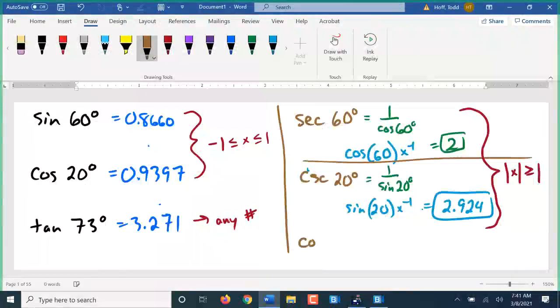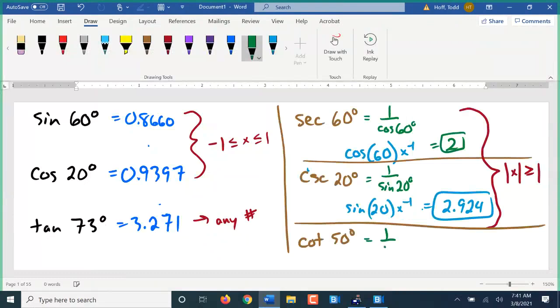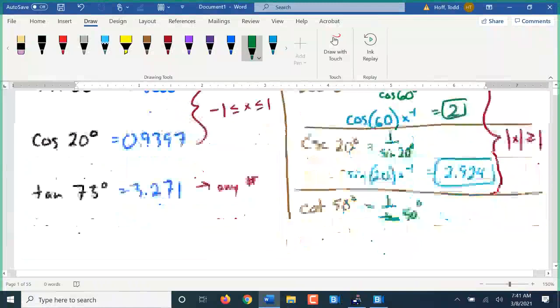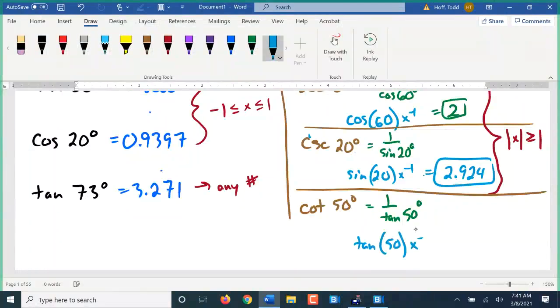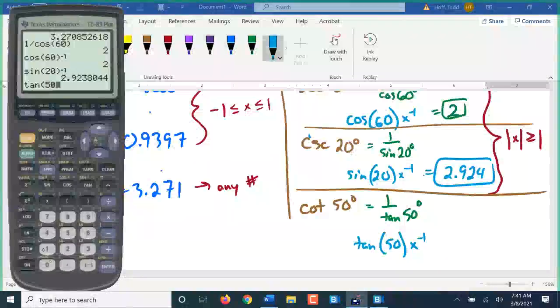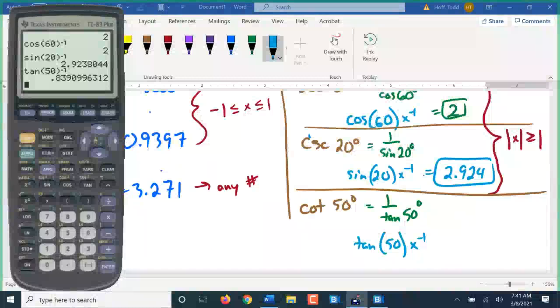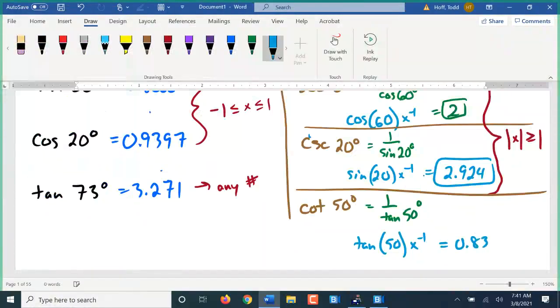And of course, our last one is the cotangent. Let's do the cotangent of 50 degrees. Cotangent is linked to tangent. That's the one that actually does make sense, right? What is the reciprocal of the tangent of 50? Or again, we can use that reciprocal key. Tangent of 50, close the parentheses and do the x-1. That's 0.8391. And just like the tangent, the cotangent can be any value from -infinity to positive infinity.